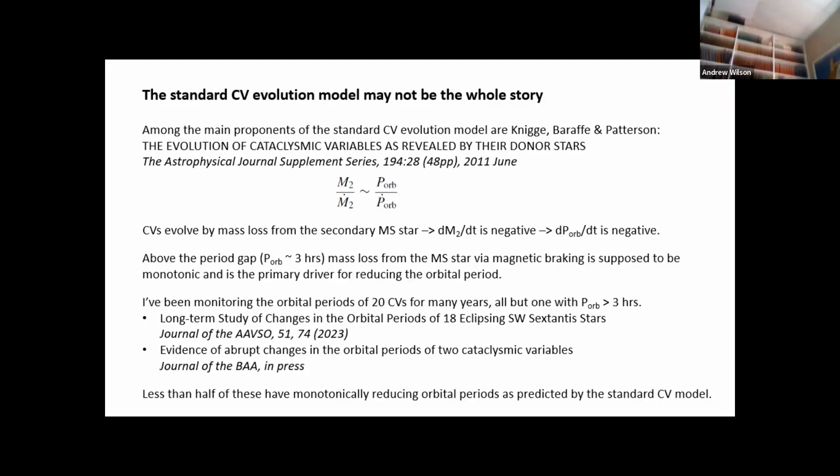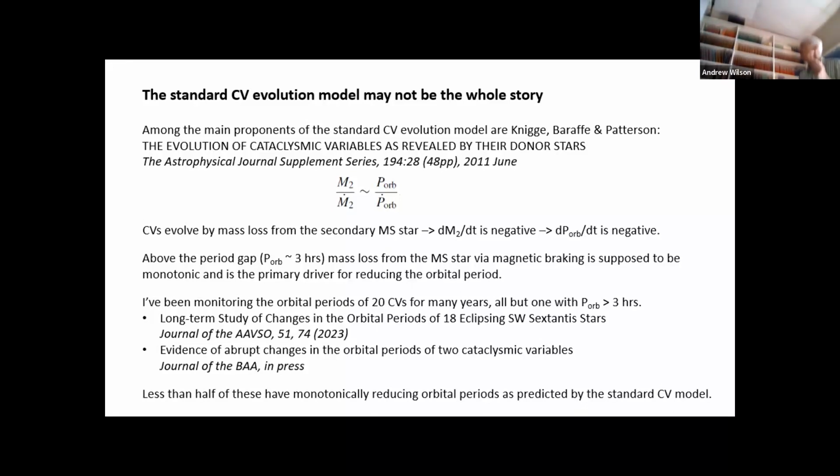Now, I've been monitoring a large number of these, about 20 of them, for many years now, more than 15 years in some cases. And all but one of those have orbital periods of greater than 3 hours. So they are all in this category of stars that should be well described by the standard CV evolutionary model.